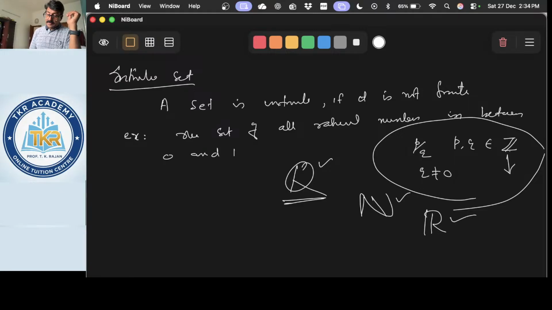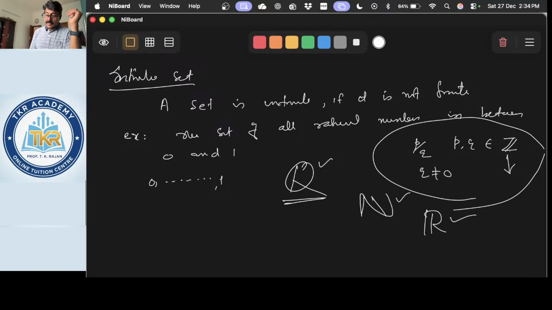Now let us go back to the set of all rational numbers between 0 and 1. What is the least rational number between 0 and 1? If you include 0, you can take 0. So what is the next rational number? We cannot say. What is the last rational number? That we can say: 1. But between 0 and 1, there are infinitely many rationals.